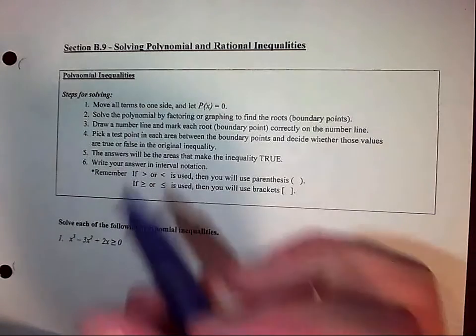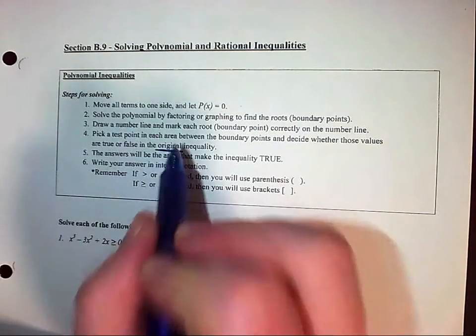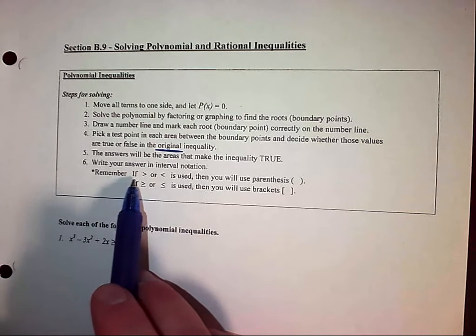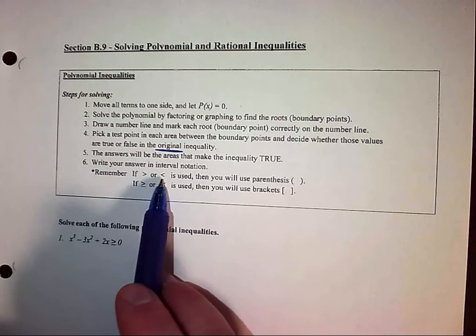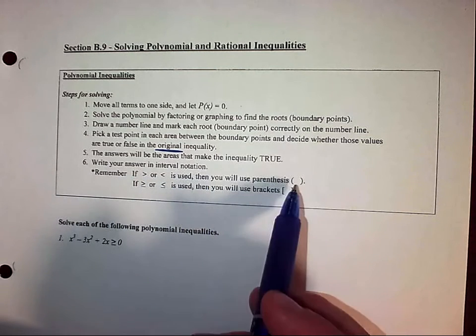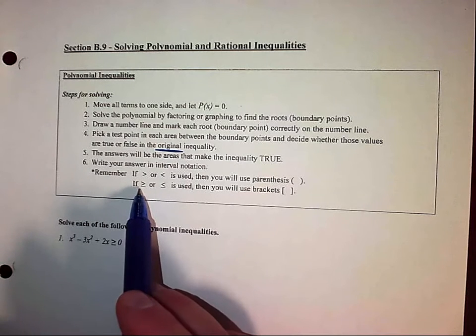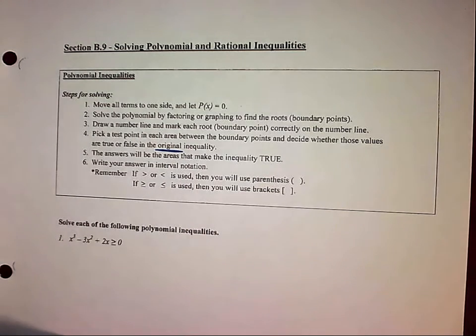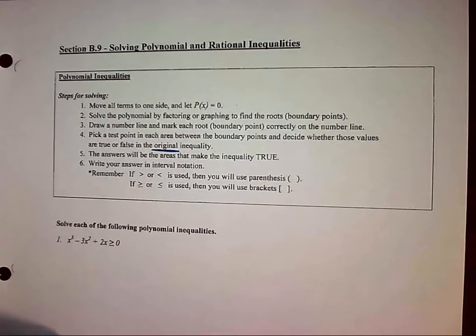And that's really important, that we're always going to refer back to the original inequality. The answers will be the areas that make the inequality true. And then we're going to write our answers in interval notation. And it says that remember, if strictly greater than or strictly less than is used, then you will use round parentheses. And if it's greater than or equal to or less than or equal to, then we're going to use square brackets. All right, so let's see how we can do this here.